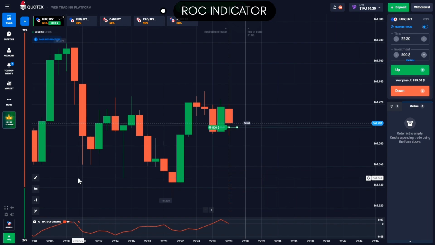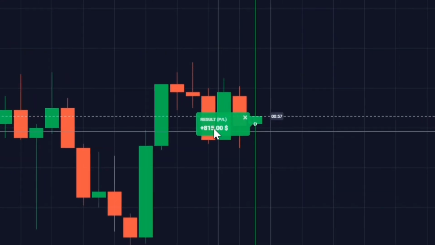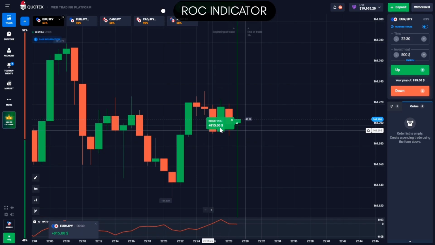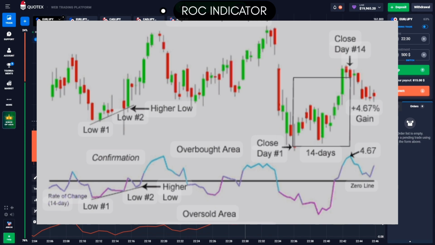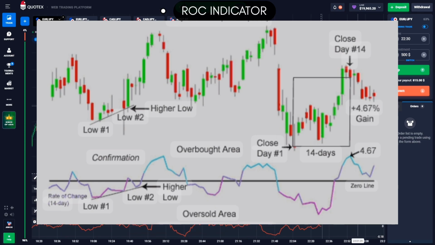The rate of change, ROC, indicator is a technical analysis tool that measures the percentage change in an asset's price over a given period. It's calculated by subtracting the closing price of an asset from its closing price a certain number of periods ago, and then dividing the result by the closing price a certain number of periods ago.